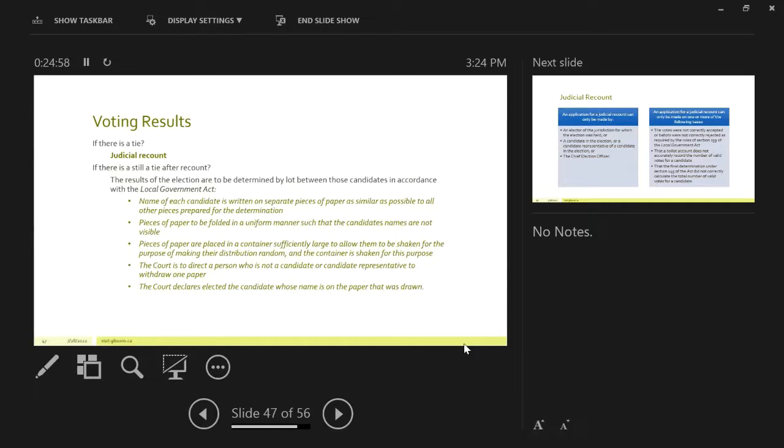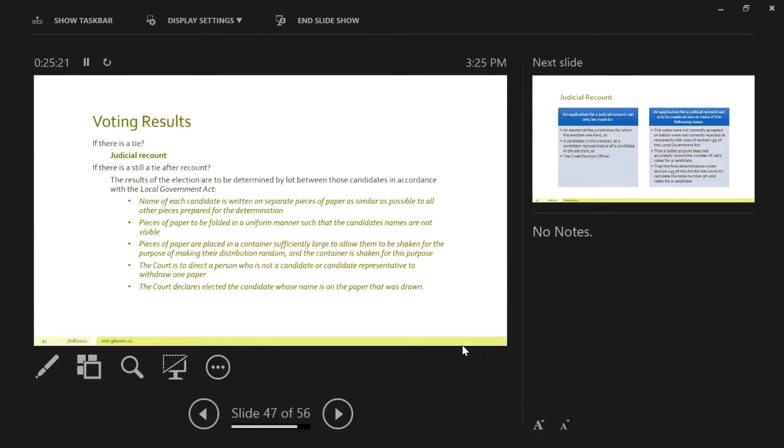So what happens if there's a tie? Then we go to judicial recount. The results of the election are to be determined by lot between those candidates in accordance with the Local Government Act. So what does that mean?